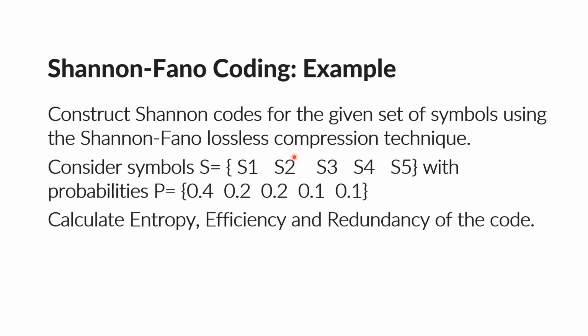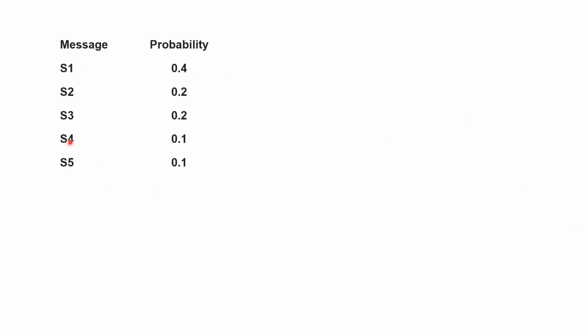So let us understand this procedure with an example. Let us construct a Shannon-Fano code for the symbols S1, S2, S3, S4, S5 with probabilities 0.4, 0.2, 0.2, 0.1 and 0.1, where we have to calculate the entropy, efficiency and redundancy of the code. As a first step, we arrange the probabilities in decreasing order: 0.4, 0.2, 0.2, 0.1 and 0.1. Next, we divide the probabilities in such a way that the difference between them is minimum.